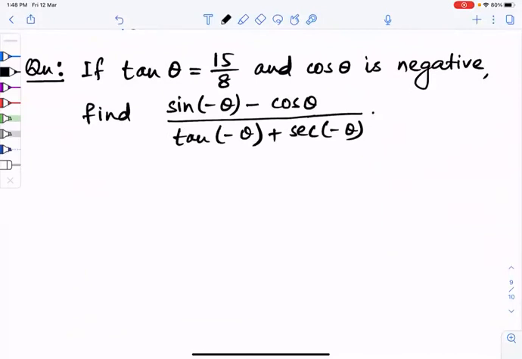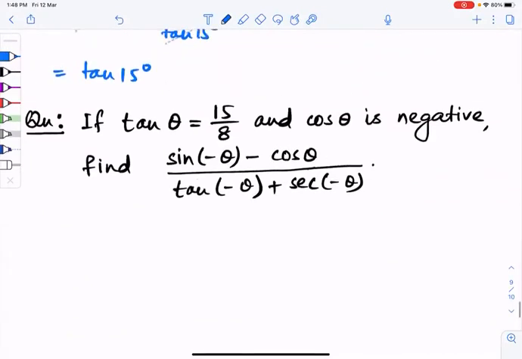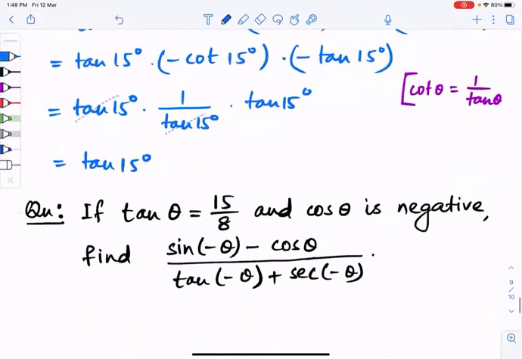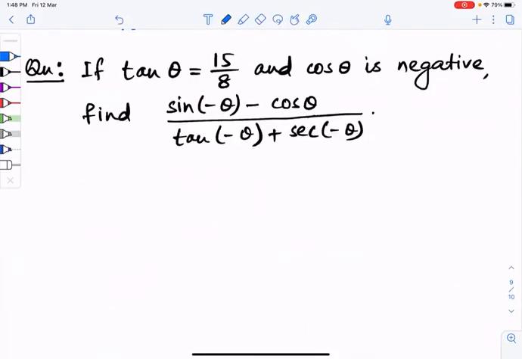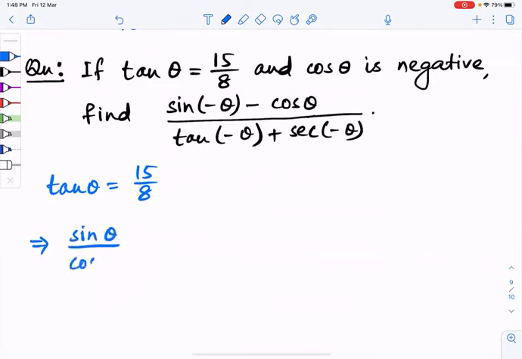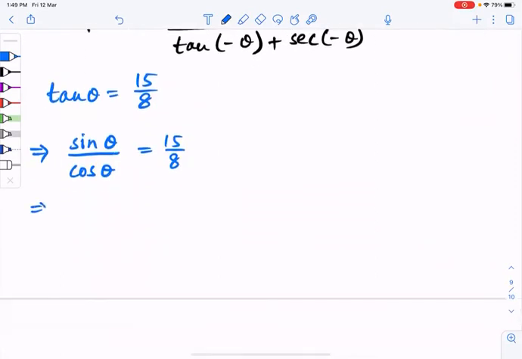Okay, this is a little different type of question. So by the way, before solving this question, we can, okay, we'll take that later. Let us solve this. So tan theta is equal to 15 by 8. From here I can write sine theta by cos theta equal to 15 by 8. From here we can write sine theta by 15 equal to cos theta by 8.